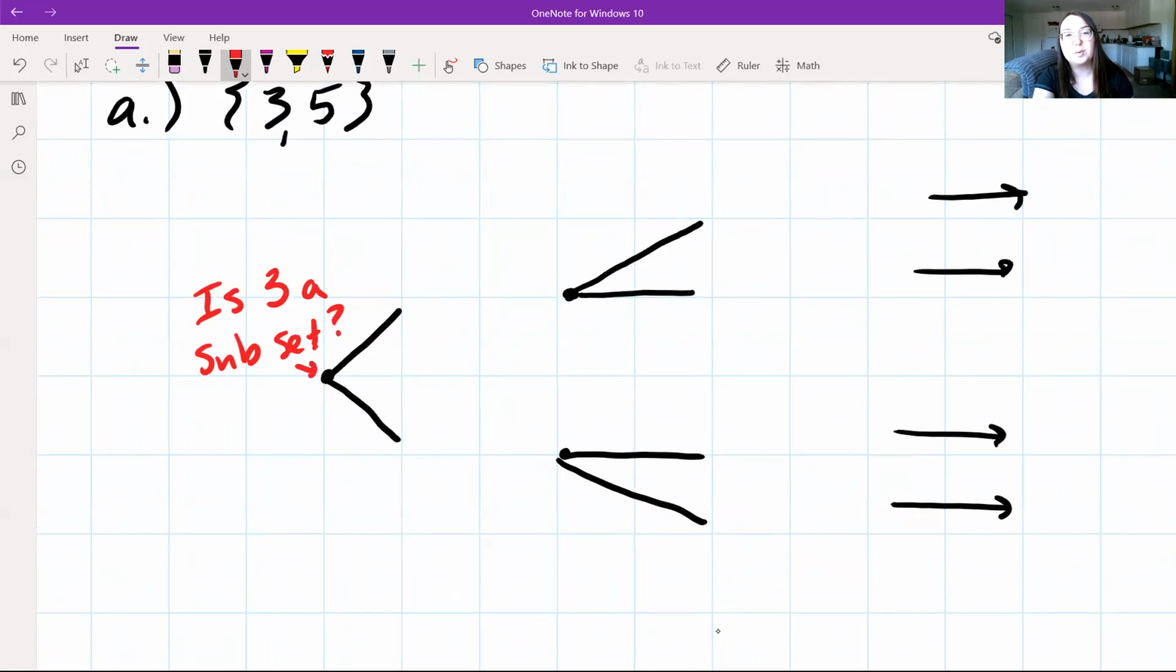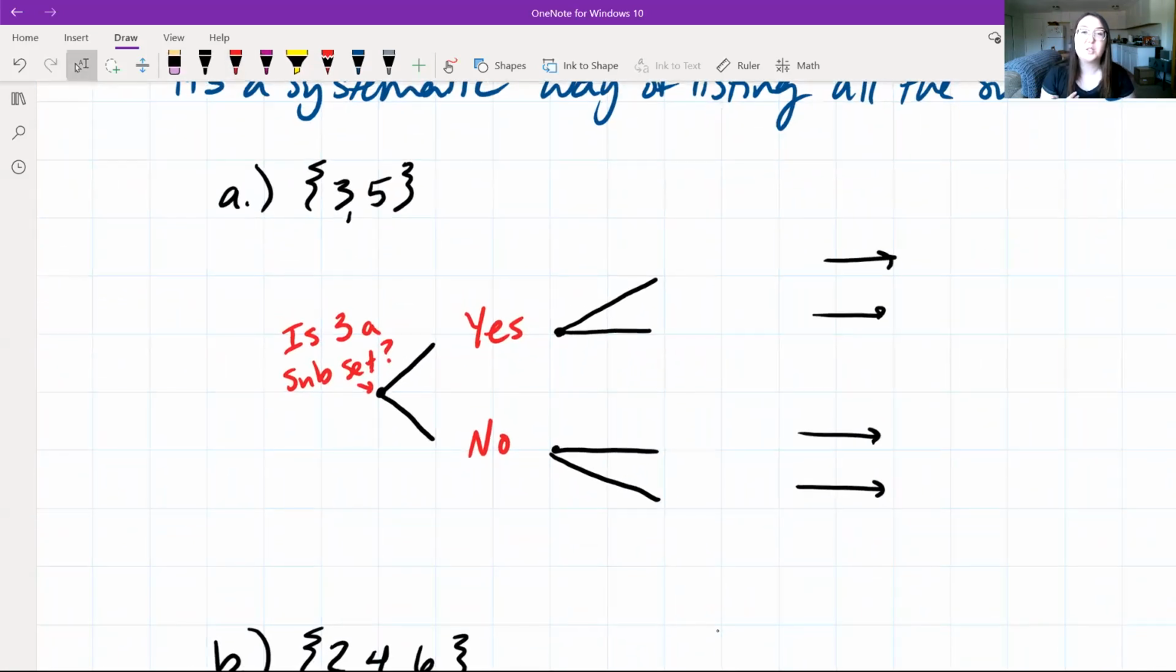And what we want to do is we want to track the yeses and nos. So, well, let's just say yes and no, because there are going to be cases where 3 is a subset and cases where 3 is not. So if we start with yes and no, that gives us 2 options. Then we want to move on to maybe these points here, this row. So 3 is a subset, that corresponds to this row. Now we're going to ask, is 5 a subset?